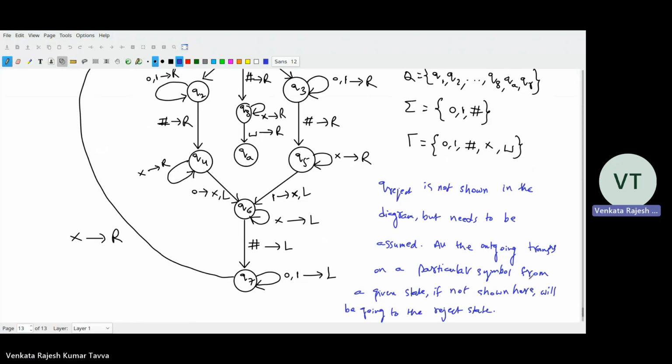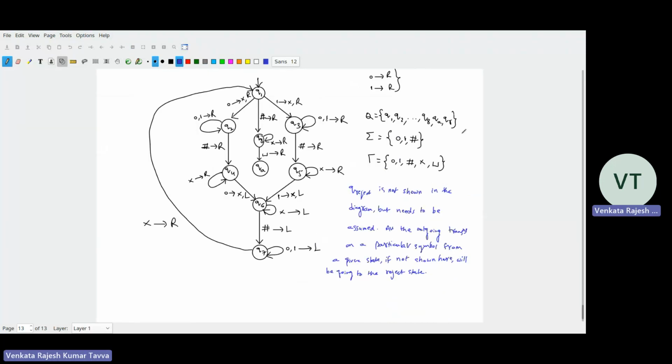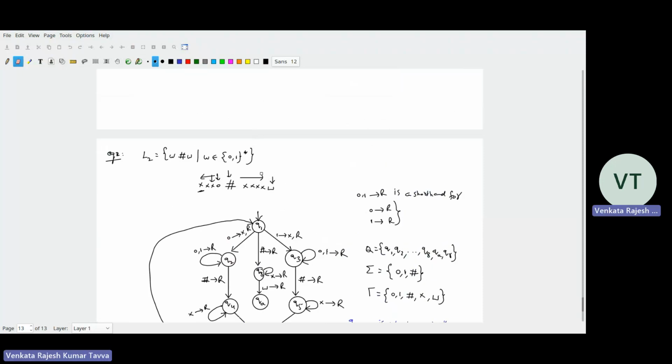Okay, so any doubts? Because before the hash, you won't see 0 or 1. You are in the right half. Suppose you have a 0, 1, 0, whatever. You crossed this 0. Now you are going left. Until you see this hash, you don't see 0 or 1. That's why.